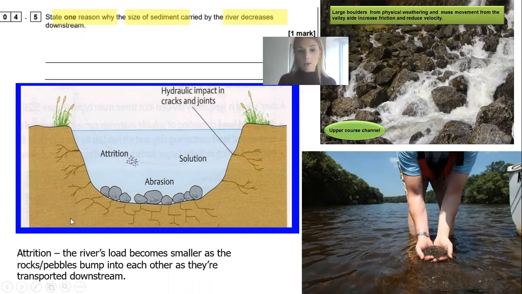So the answer to this question is here. The reason the size of sediment carried by the river decreases downstream is because of attrition. That is where the river's load becomes smaller as rocks and pebbles bump into each other as they're transported downstream. Okay, so in the lower course, you'll see sediment like this, fine grains of sediment, which used to be part of larger rocks and boulders, but over time they've been chipped away.